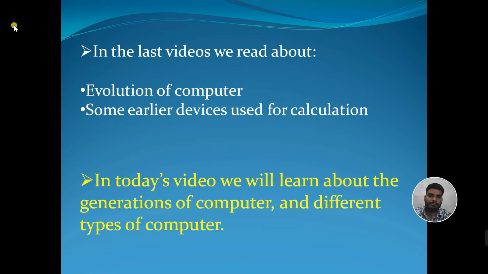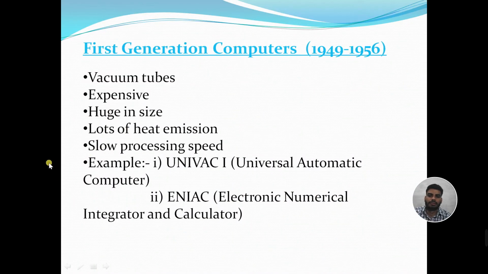There are 5 generations of computers. We will read about all these generations one by one. So let's see the first generation of computers. The first generation of computers was the time period between 1949 to 1956.